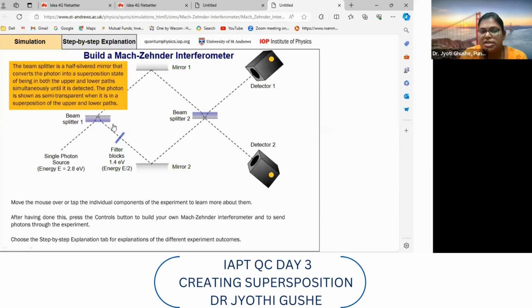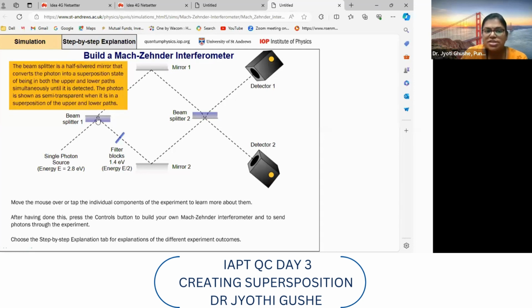Now what is a beam splitter? It is an arrangement, say a glass, coated with a dielectric. You can see this blue slab, and above it is a layer of dielectric material. Now, what is a dielectric material? We will discuss in detail after seeing the simulation.